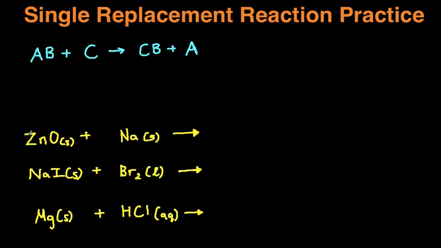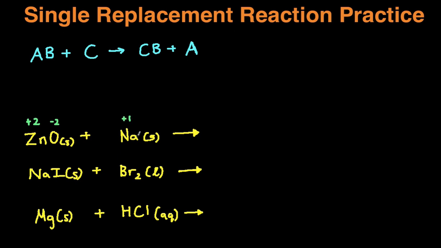So first example, zinc oxide reacts with sodium. The first step you're going to want to do is assign the charges. So zinc is an ionic compound. Zinc has a positive 2 charge. It's always going to have a positive 2 charge despite the fact that it's a transition metal. Oxygen is always going to have a negative 2 charge. And then sodium, it doesn't have a charge here, but let's just write what the charge would be if it was in an ionic compound. It would be positive 1.